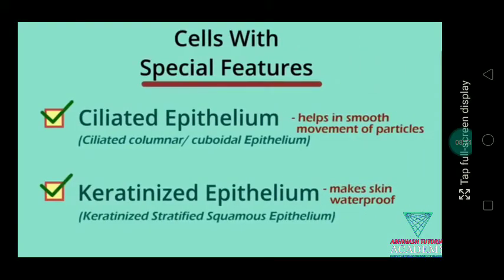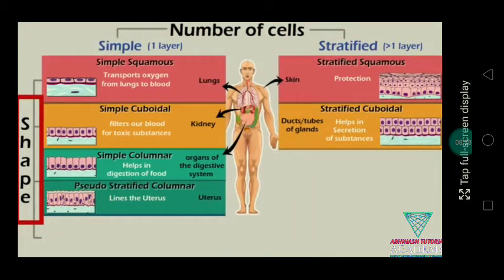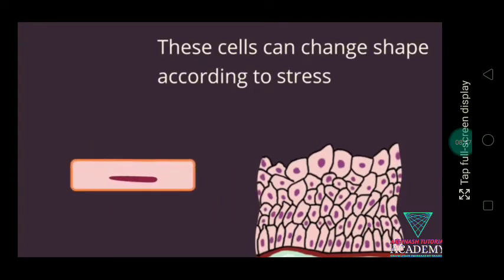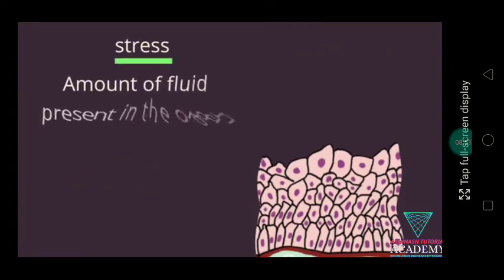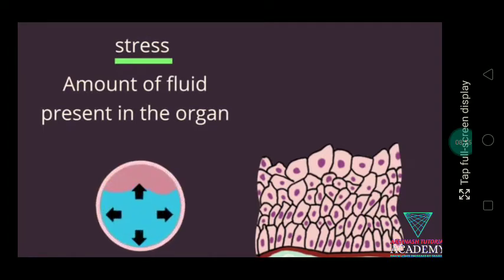So till now, we've been discussing this tissue based on the shape of the cell, right? But there's a magical type of epithelial tissue. This tissue can change the shape of its cells according to the stress it has been exposed to. And here when I say stress, it's the amount of fluid present in the organ. More the fluid, more the stress.